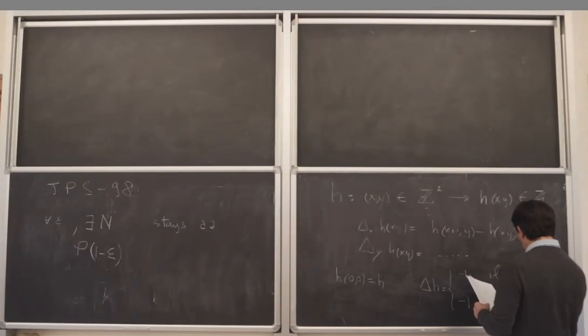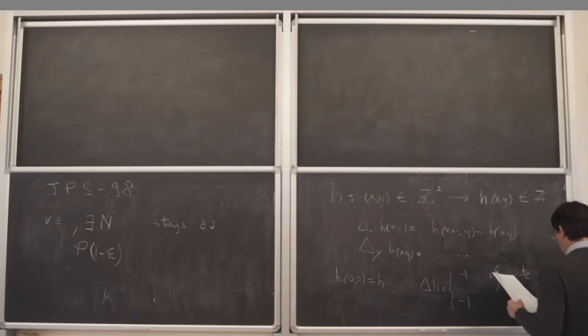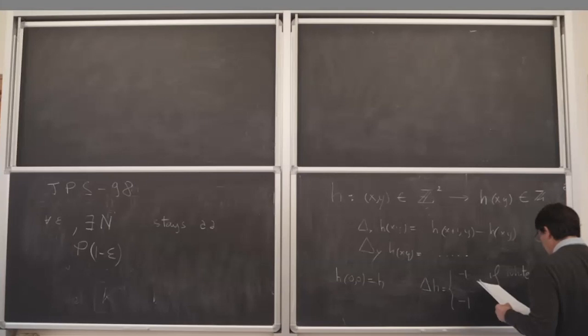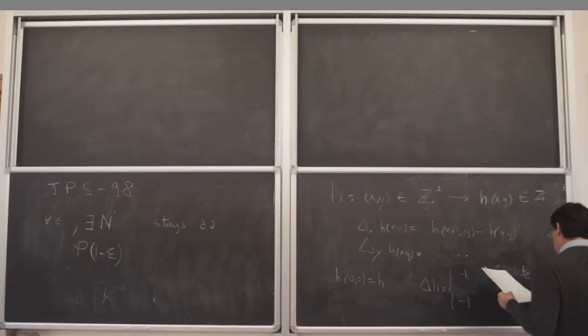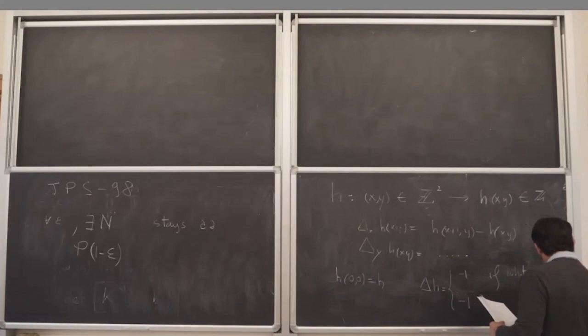according to the following rule. When you cross an edge in order to go from one plaquette to the other one, since your system is bipartite, you will always cross an edge which has one white and one black vertex. So you consider, for instance, the position of your white vertex. If it is on the right, you put a minus one. And if your white vertex is on the left, you put a plus one. Let us make an example.